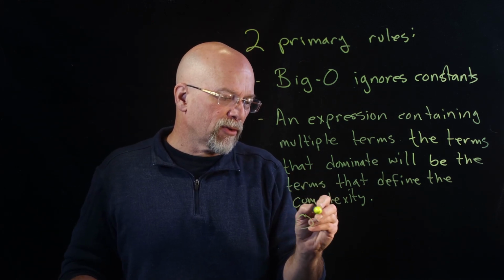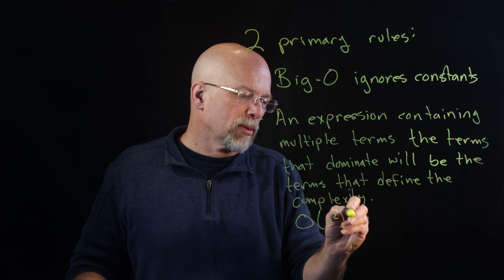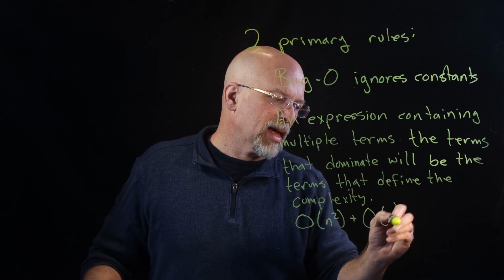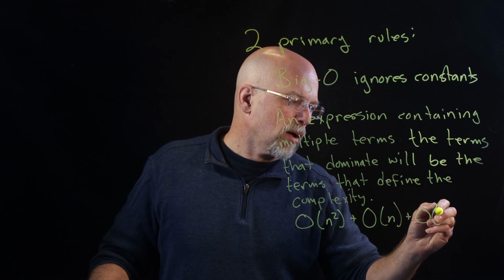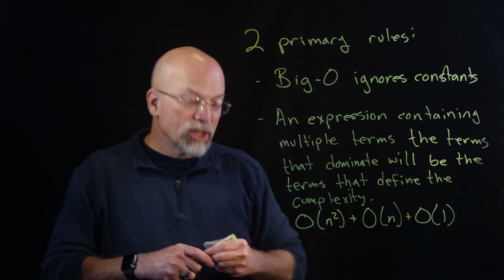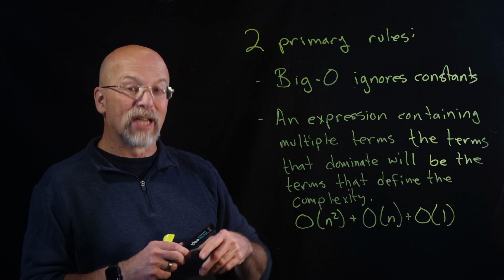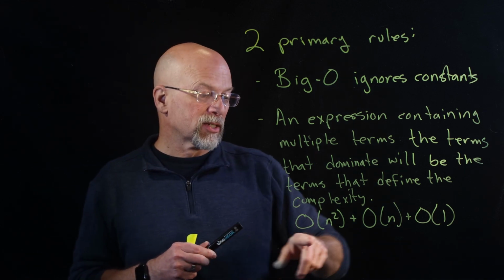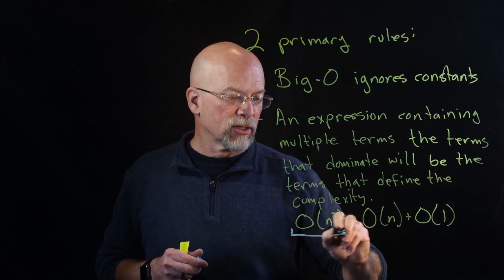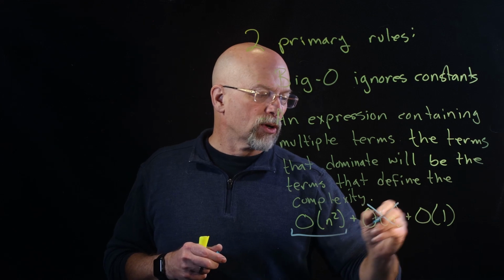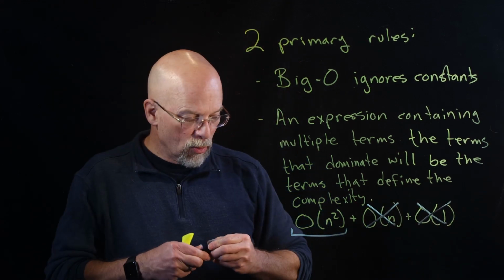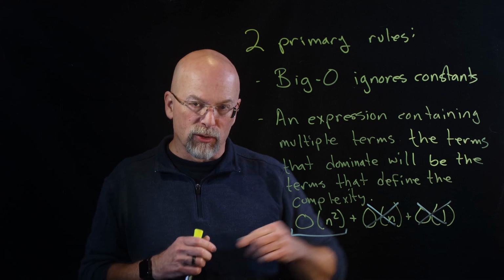What if I have O of n squared plus O of n plus O of 1? Now, which is the most complex function here? Which is the big O notation that represents the greatest complexity? Well, it is this O of n squared, right? That will cancel out or remove any effect of the other two.